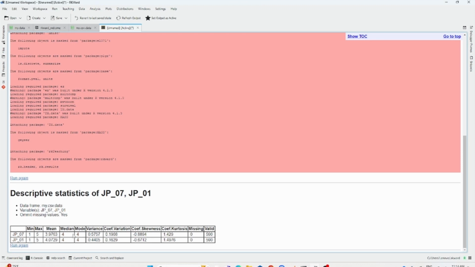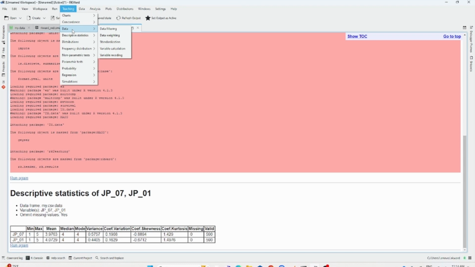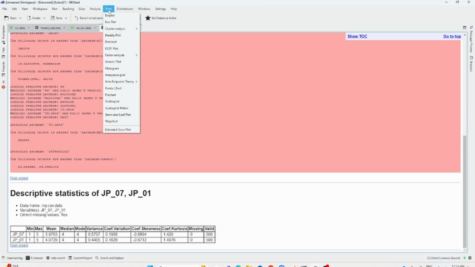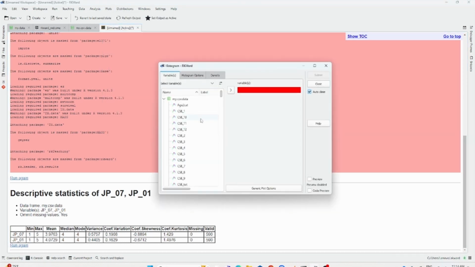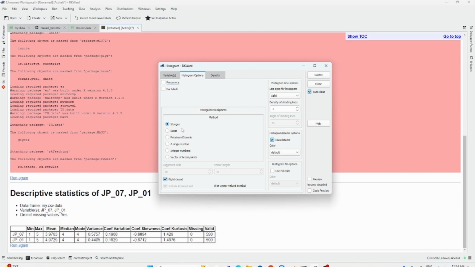Now, as you can see here, the coefficient of skewness is negative and the coefficient of kurtosis is positive. Now, what does that mean? Let us see the histogram. Yeah, just a second. So, we go to plot, yeah, histogram, and let us see JP01. Okay, so now we will go and see the histogram.